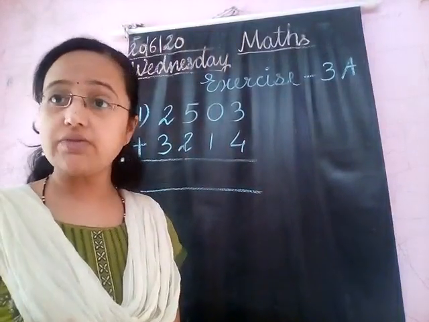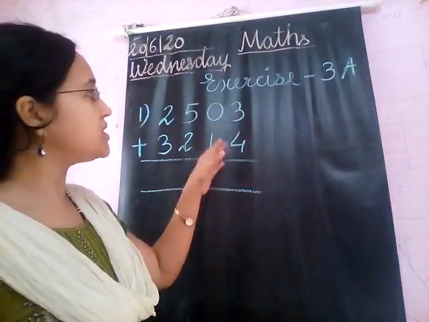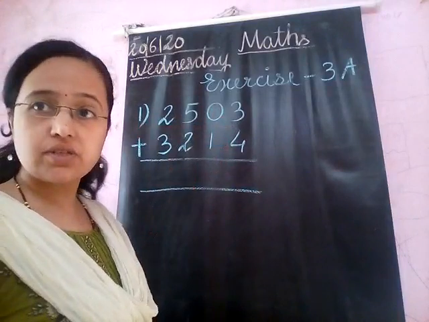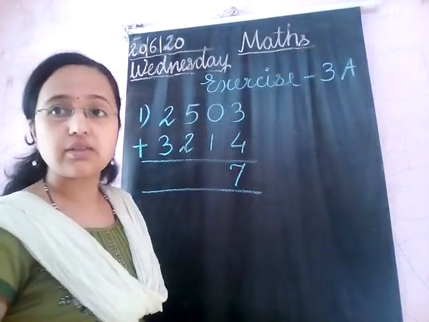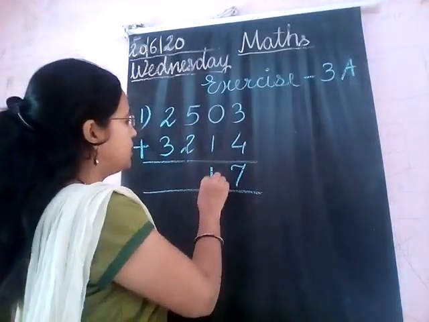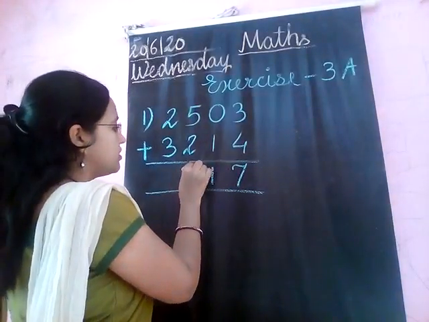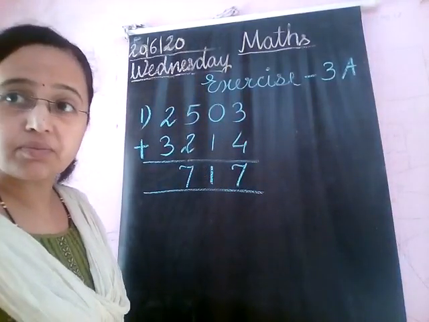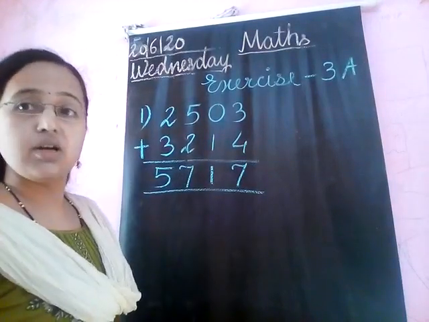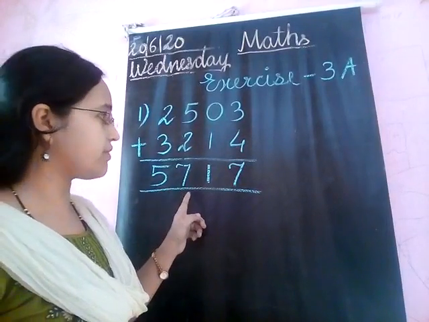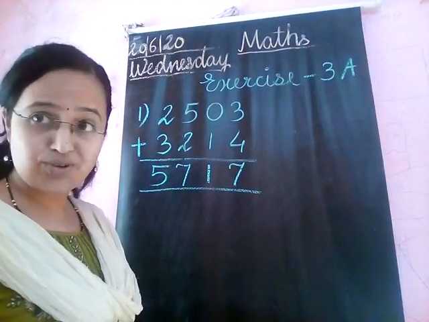See, always we are going to start from ones place. So in the ones place, 3 plus 4 gives 7. Then 0 plus 1 gives 1 only. Now 5 plus 2 gives 7. Now 2 plus 3 is 5. Very good, students. So we got the answer 5717. Got it? Very simple it is. Yes or no?